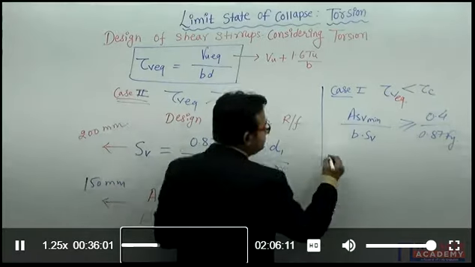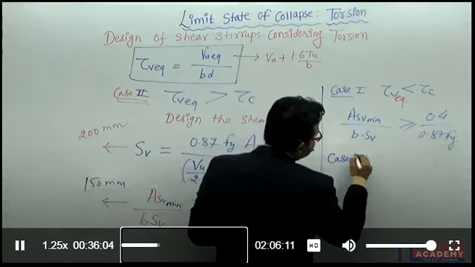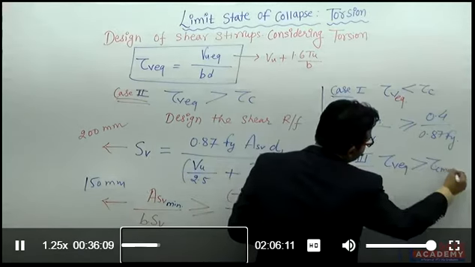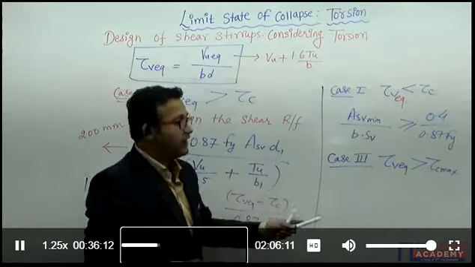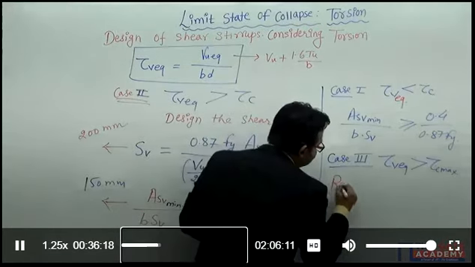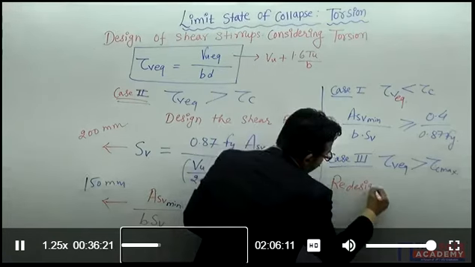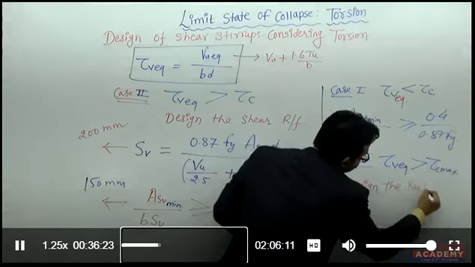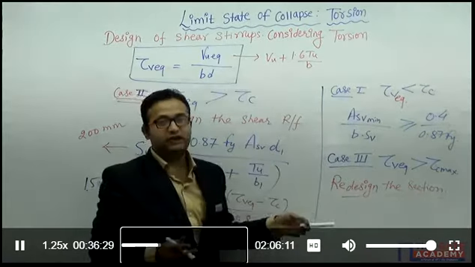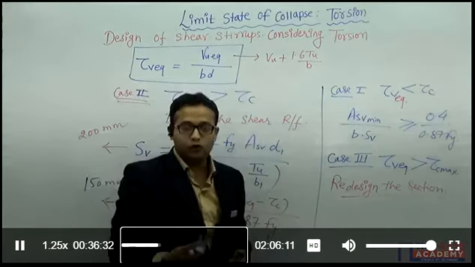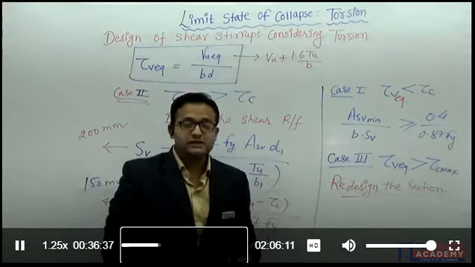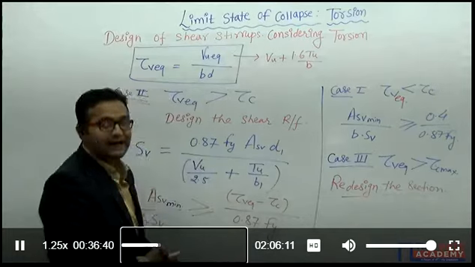In the third case, case number 3, if tau v equivalent is greater than tau c max, definitely we need to redesign the section. Redesign the section means we need to provide more longitudinal reinforcement, or we can increase the grade of the concrete, or we can increase the dimension of the beam also, B and D.